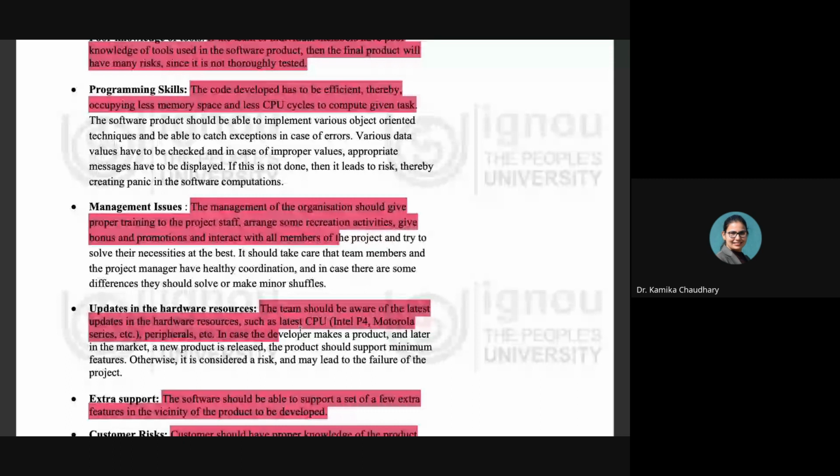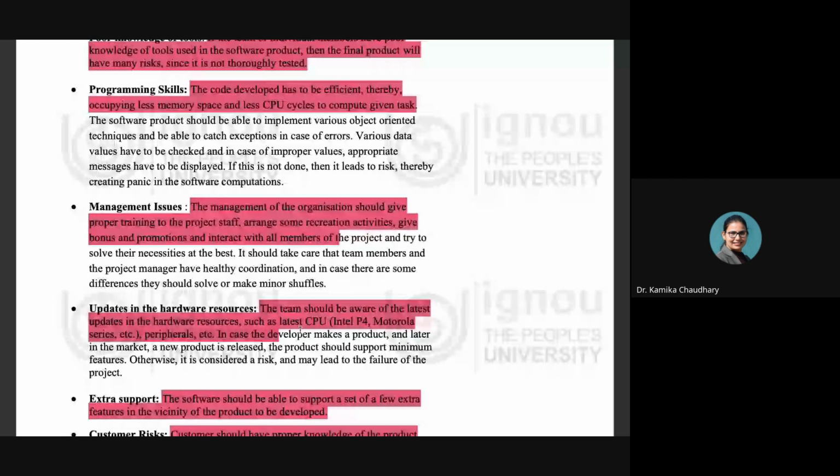Next thing is updates in the hardware resources. The team should be aware of the latest updates that have happened in the hardware resources, such as the latest CPU that has come into play, various peripherals. So those updates should also be available to the people. Now, if extra support is being required, the software should be able to support a set of a few extra features in the vicinity of the products to be developed. A number of extra features should also be developed so that the software performs a number of extra functions also.